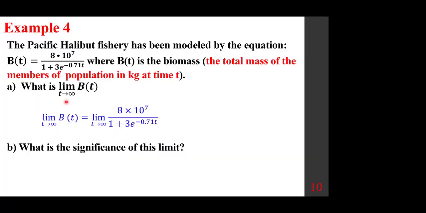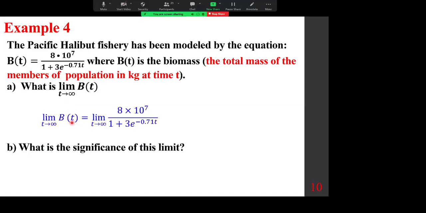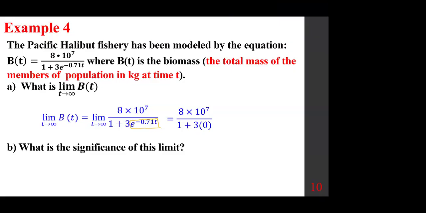So we write the limit of b of t as t approaches infinity is the limit as t approaches infinity of 8 times 10 to the power of 7 over 1 plus 3e to the power of minus 0.71 t. Now, this part goes to 0. Everything else remains. Why is this going to 0?